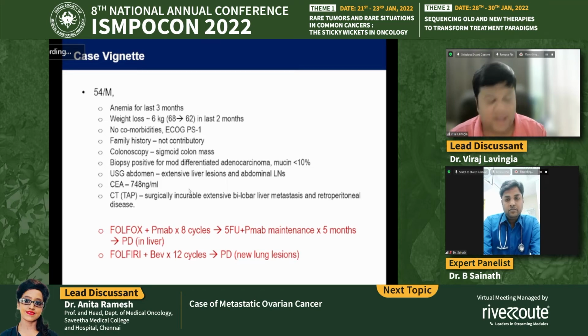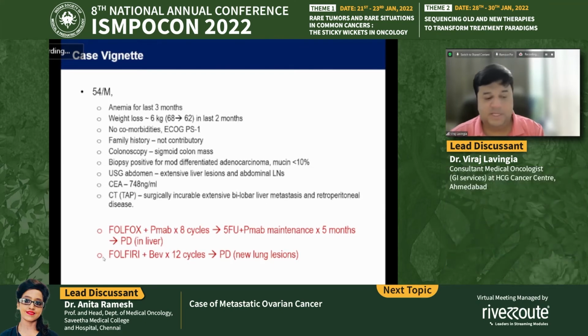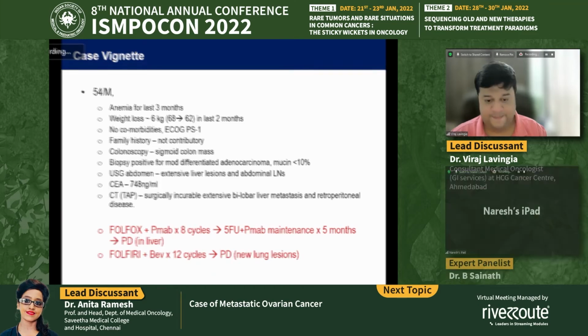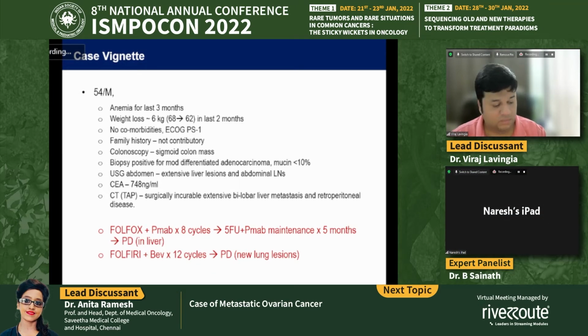Yes, I'm here. This patient had almost 4 months of induction chemo and 5 months of maintenance. After 9 months, the patient had progression in the liver. At this point, how would you go about with this patient? I assume that the progression was a gross progression. If it's a gross progression in the liver, then I would change the chemotherapy backbone from FOLFOX to FOLFIRI.